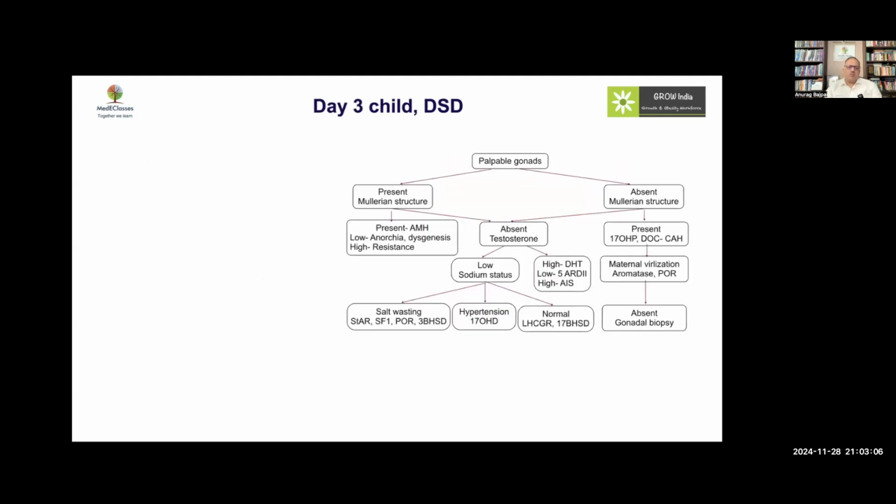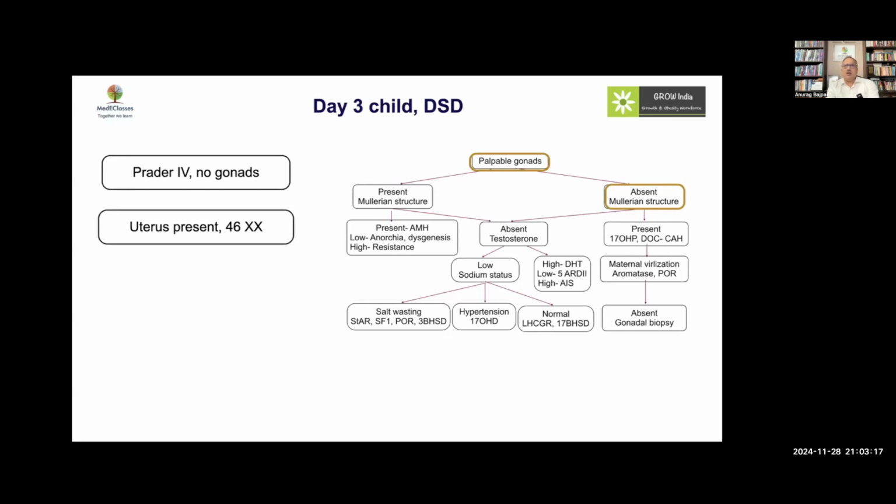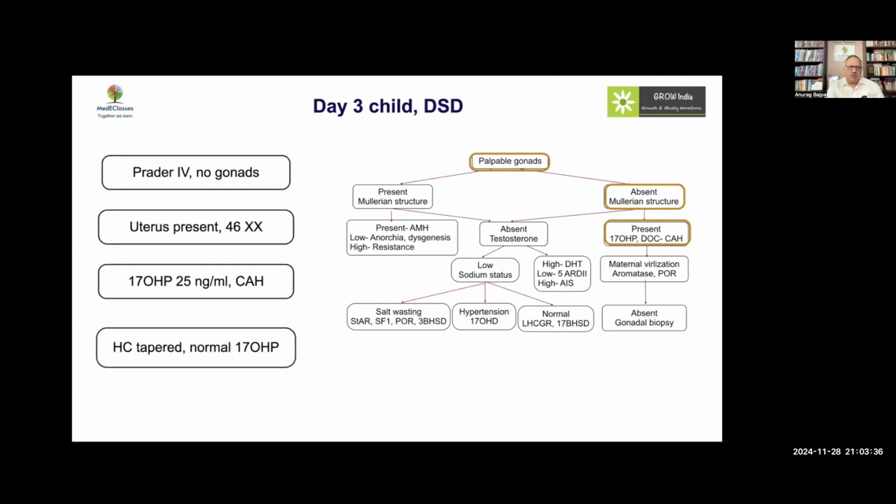The second scenario was more of a diagnostic challenge: a day 3 child with DSD who presented with Prader 4 with no gonad. This looks like XX DSD, and on further evaluation was found to have Mullerian structures, and the karyotype was 46 XX, again confirming. At that point, a borderline 17 OHP was identified, and based on that, a diagnosis of 21 hydroxylase deficiency was made, and the child was labeled for life in terms of treatment. The treating physician found that they could cut down on the dose of hydrocortisone, and the 17 OHP remained normal, which really excluded CAH as a possibility.